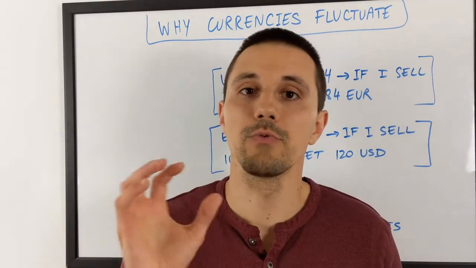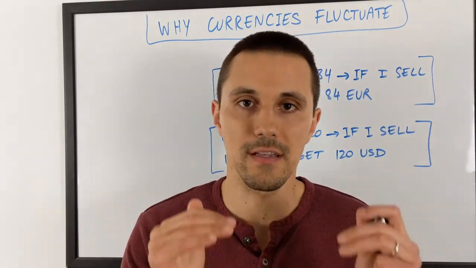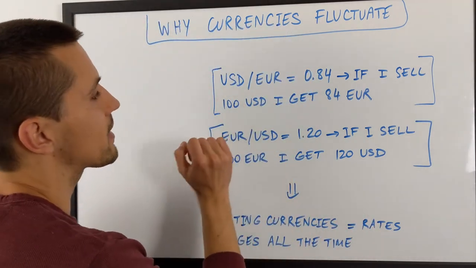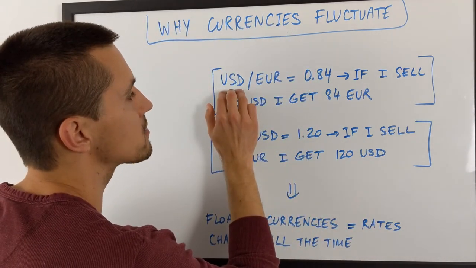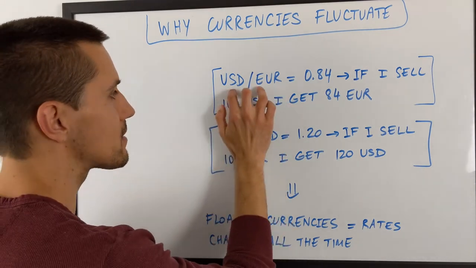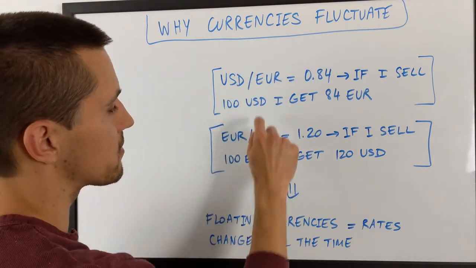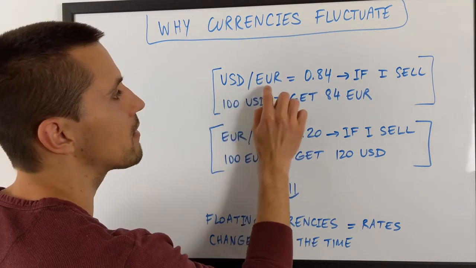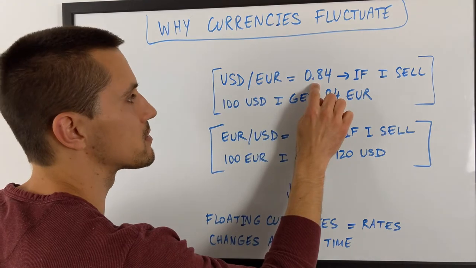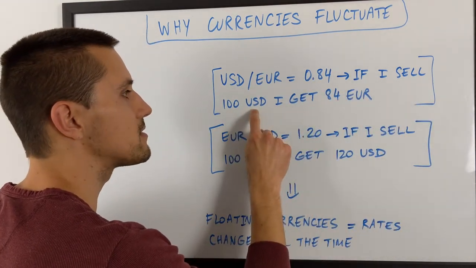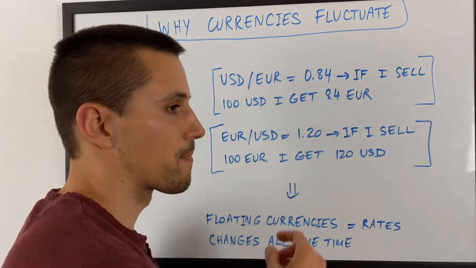Before we talk about the main reasons why currencies fluctuate between each other, let's set up the example. In this case, I have one US dollar and I want to know how many euros I get. Look at the directions, it's very important. For one US dollar, I get 84 euro cents. That means that if I sell 100 US dollars, I get 84 euros, okay?